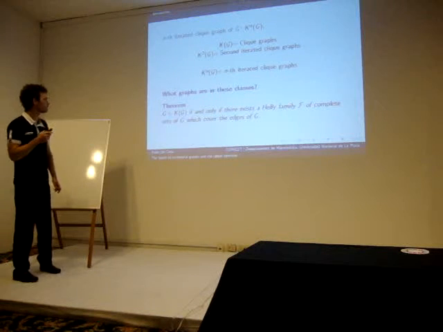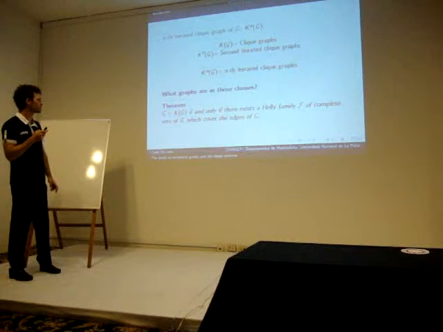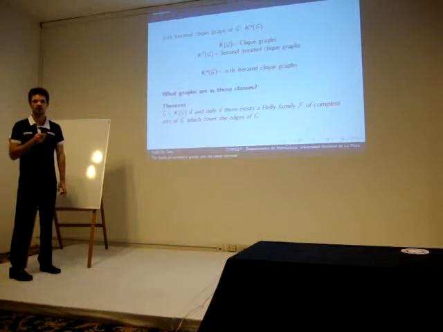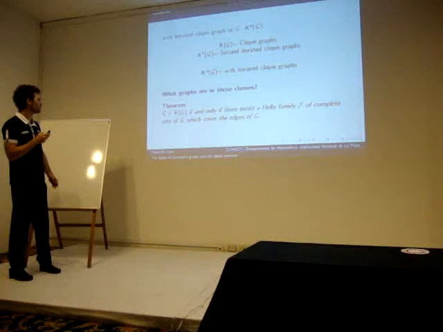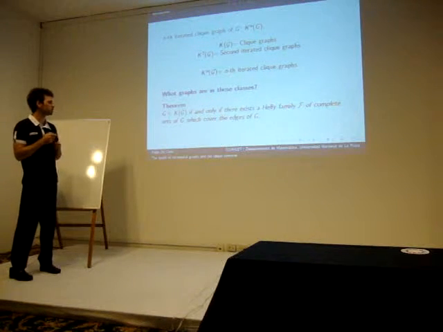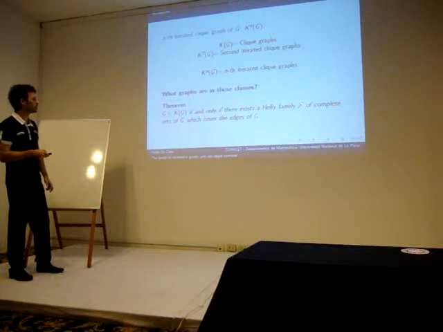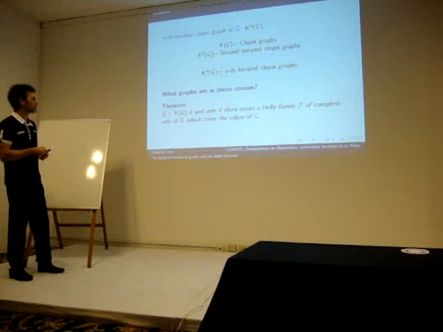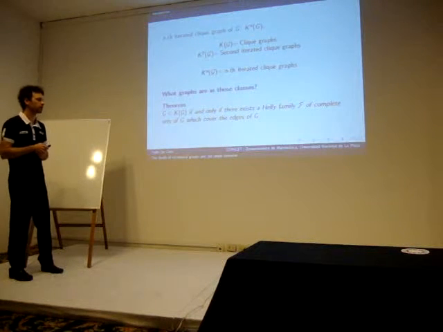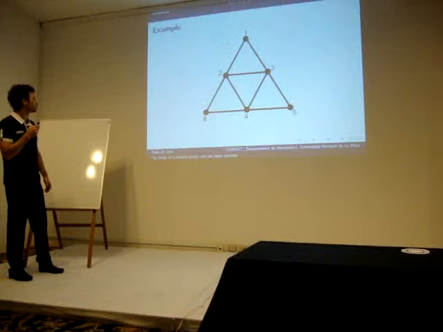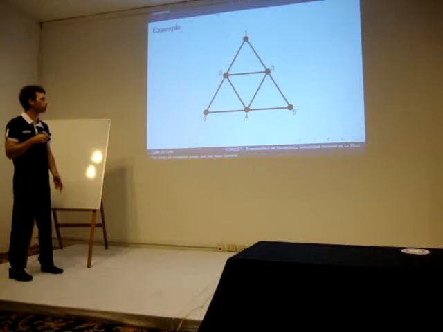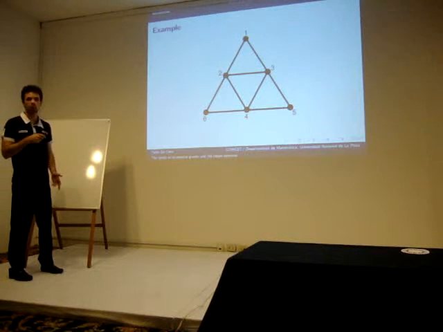For clique graphs, we have a classical theorem by Roberts and Spencer that says that a graph G is a clique graph if and only if there exists a Helly family of complete sets of G which cover the edges of G. What does this mean? Complete means that they are sets of mutually adjacent vertices, and the family is Helly when pairwise intersecting members of that family have a common element.